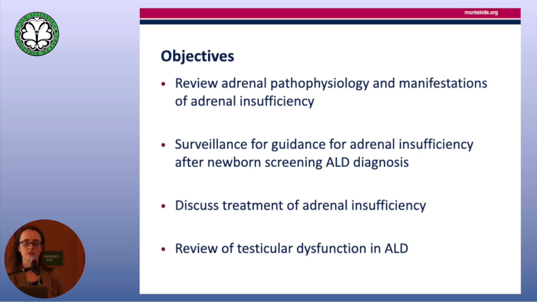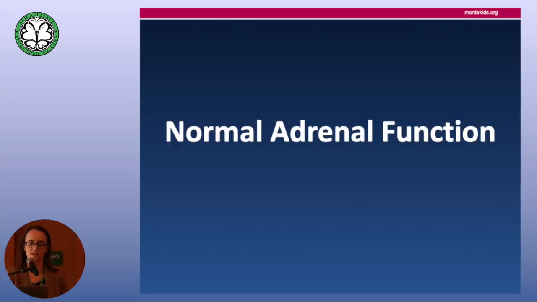So the objectives for the talk: I'm going to go over adrenal pathology and the manifestations of adrenal insufficiency in adrenoleukodystrophy. And we'll talk about the surveillance guidelines that we currently have and likely need to be updated. Then I'm going to discuss treatment of adrenal insufficiency, which I think usually there are a lot of questions about. And then we'll go through a little bit about testicular dysfunction, which I don't think has been mentioned yet during this meeting.